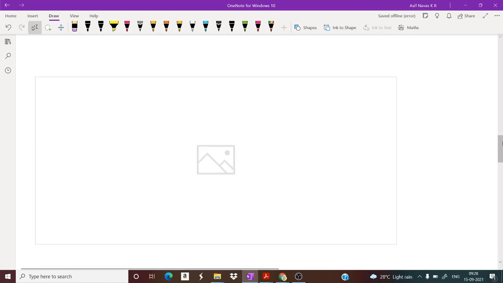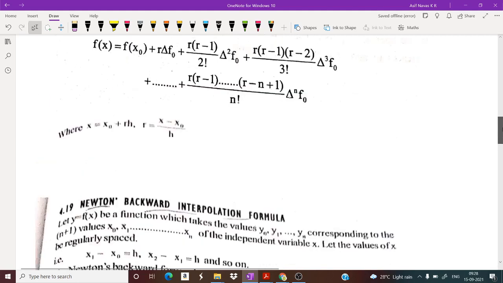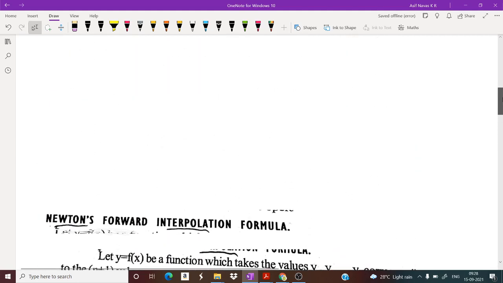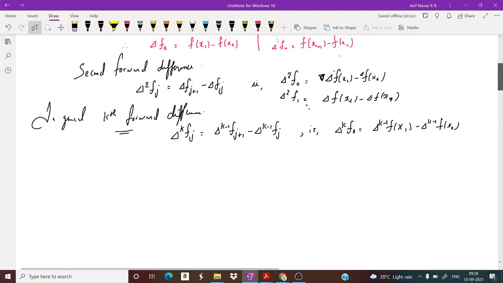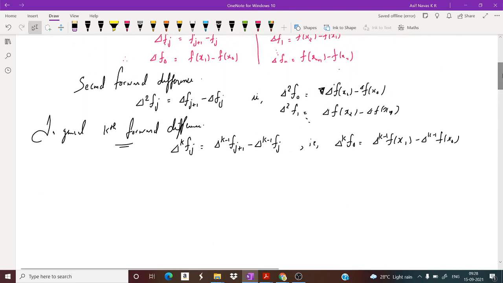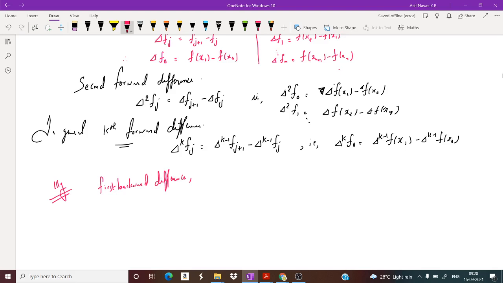Okay. So now what we will do is, so this is a kth forward difference. Similarly, we can define backward difference. Similarly, what is first backward difference? There is no change. Actually, there is no change because there is only a change in the notation.